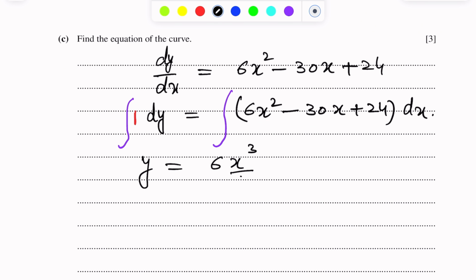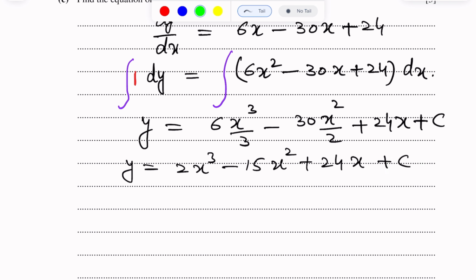So simplifying it, we get y is equal to 2x³ minus 15x² plus 24x plus c. Now we will find the value of this constant of integration, which is represented by c. Actually, this is the equation of the curve. We just have to find the value of this constant c.